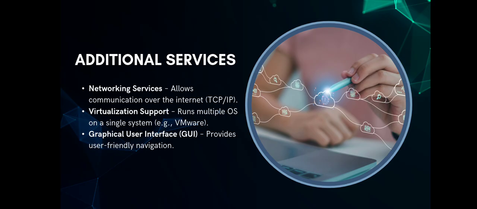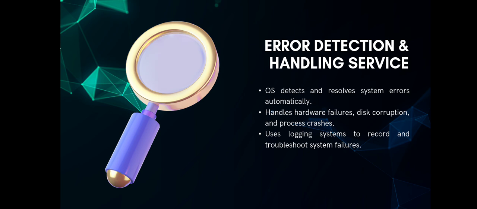Then error detection and handling service. No system is perfect and errors can occur anytime. The operating system continuously monitors the system to detect hardware failures, disk errors, or application crashes. When an error is detected, the OS provides an error message and attempts recovery. It logs errors for troubleshooting and preventing system crashes. For example, when a program stops responding, Windows provides an option to end the task to close it safely.